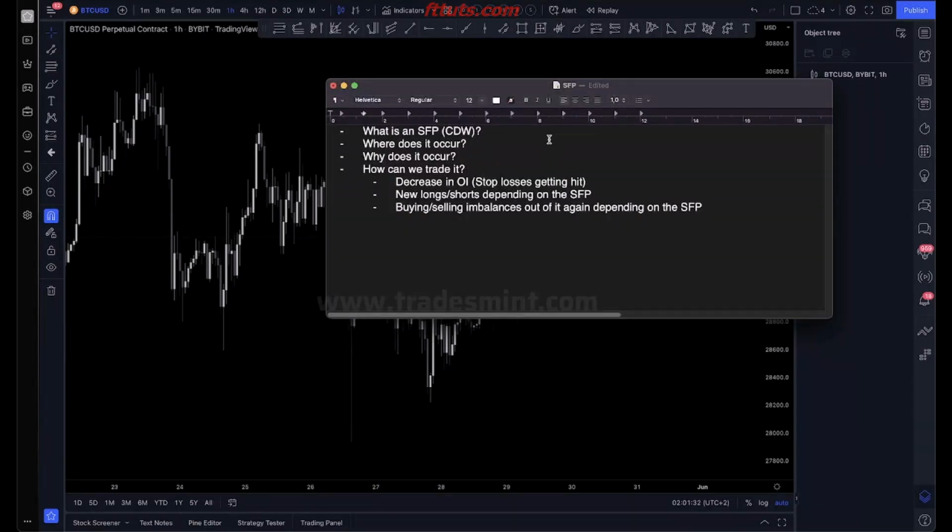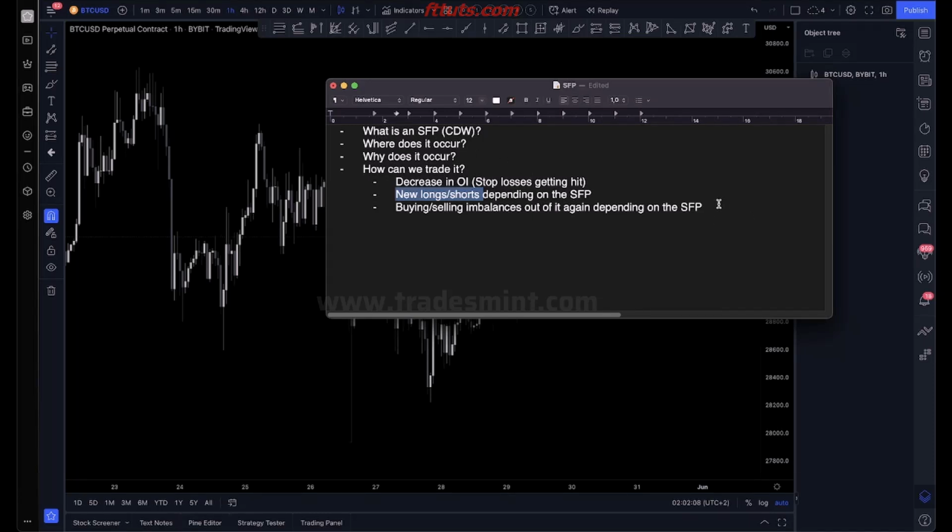So I wrote basically the essential things. You want a decrease in open interest for all the stop losses getting hit. Then you want the new longs and new shorts, depending on if it's a long or short position. These are basically the fuel for the upside, and then you want to see buying or selling imbalances out of the SFP, essentially leaving the traders trapped and then either liquidated or just closing their position.